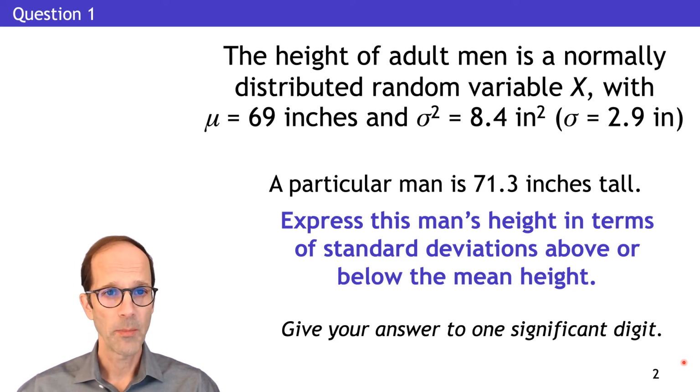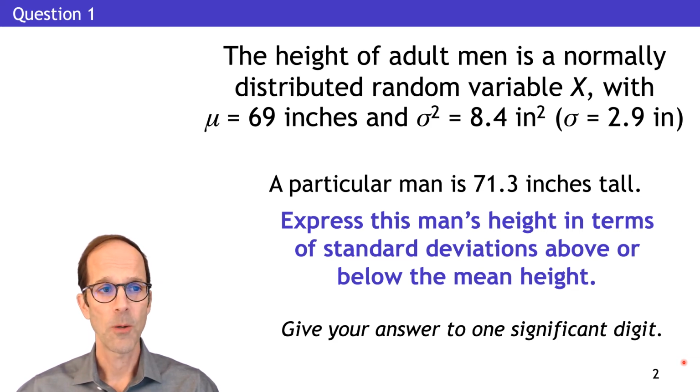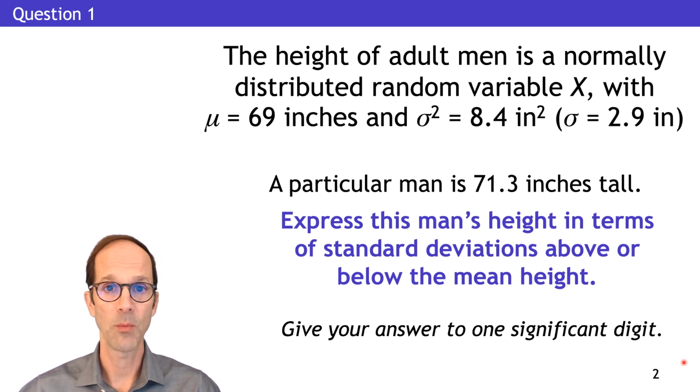So we have a particular man, he's 71.3 inches tall. What I want you to do is express this man's height in terms of standard deviations above or below the mean height. And you can give your answer to one significant digit. So go ahead and give that a try and let's see what you can come up with.